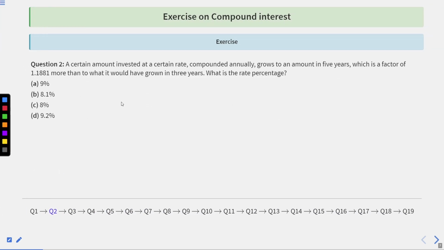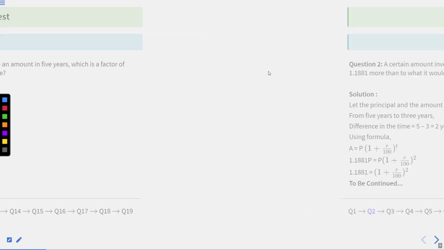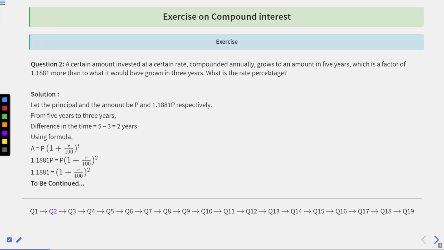Question number 2. A certain amount invested at a certain rate compounded annually grows to an amount in 5 years, which is a factor of 1.1881 more than what it would have grown to in 3 years. So what is the rate percentage? Let us have a look over the solution.